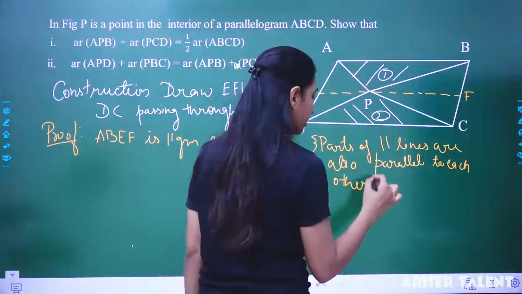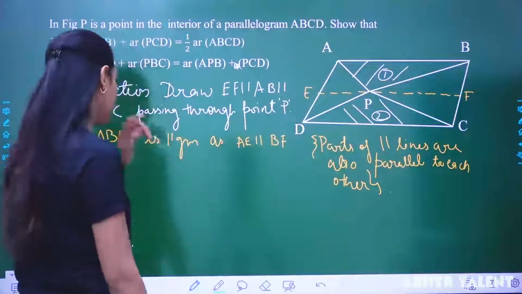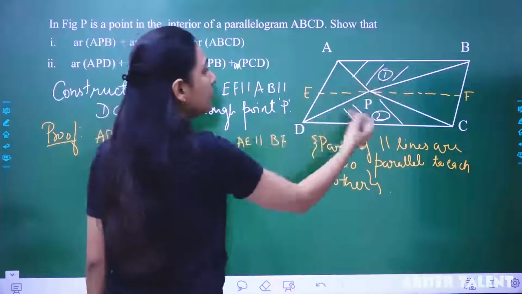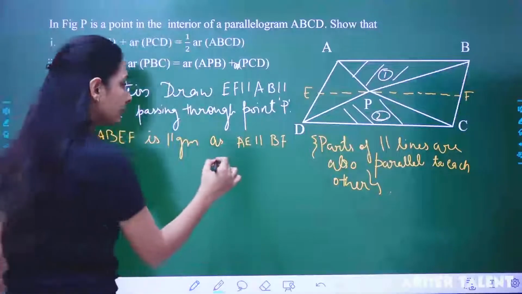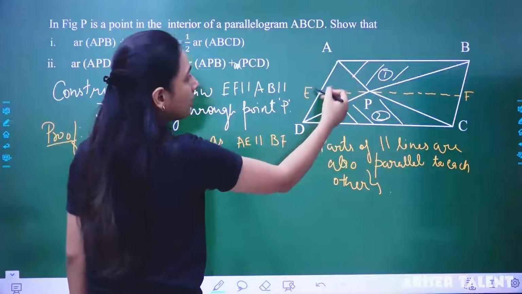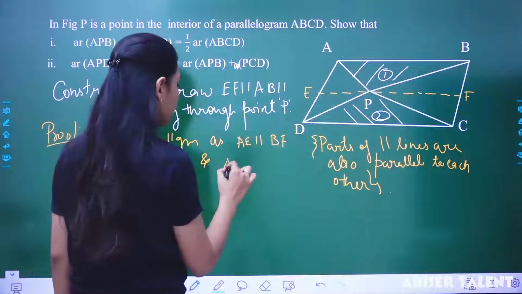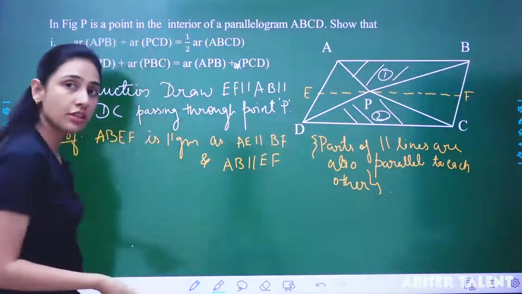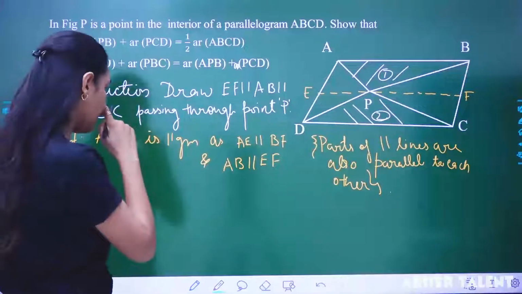This is one. Then, AB is parallel to EF. Why? Because of our construction, we have constructed that. Okay.